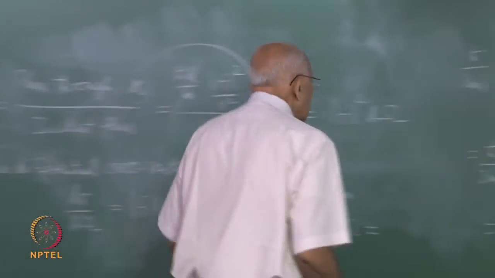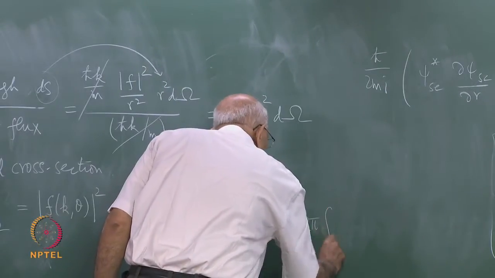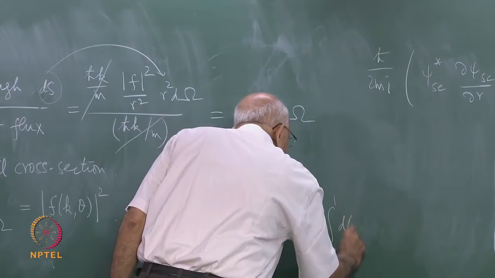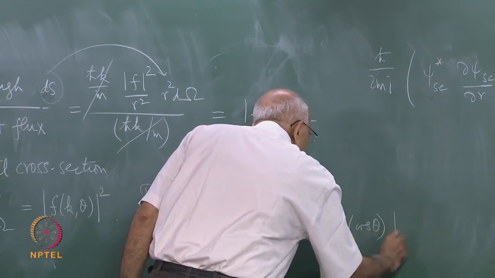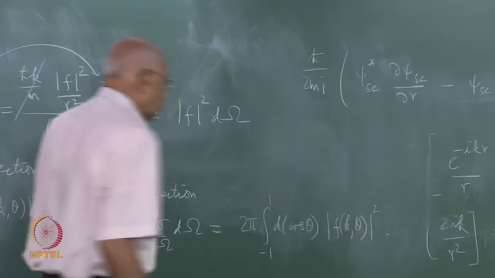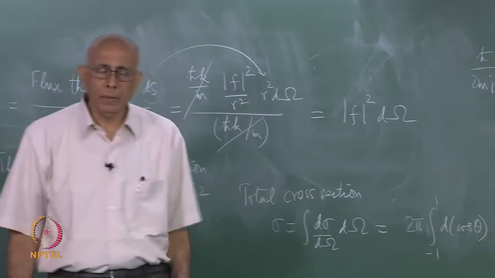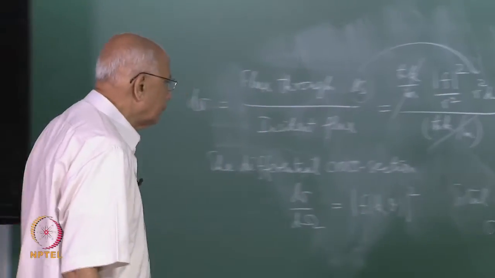So this is equal to 2 pi integral from minus 1 to 1 d cos theta mod f of k squared. This is a sin theta d theta from 0 to pi, which I prefer to write in this form.